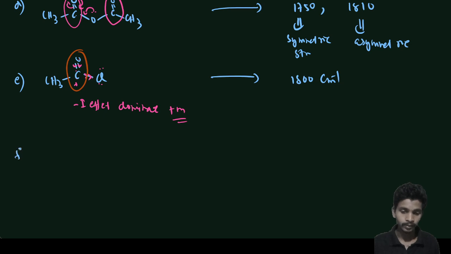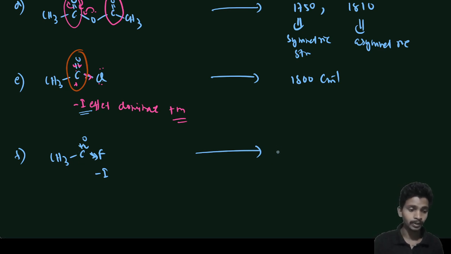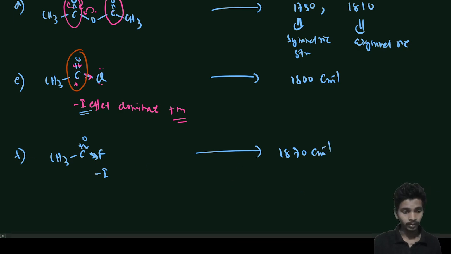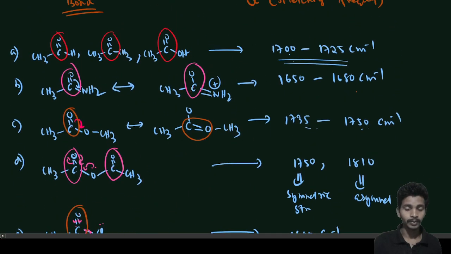Now if you have a similar group like CH3 COF, then the minus I effect is very high for the fluorine group. It will withdraw more electrons, meaning the bond strength is even higher, so its value will come at 1870 centimeter inverse. So these are about the C=O stretching frequencies.